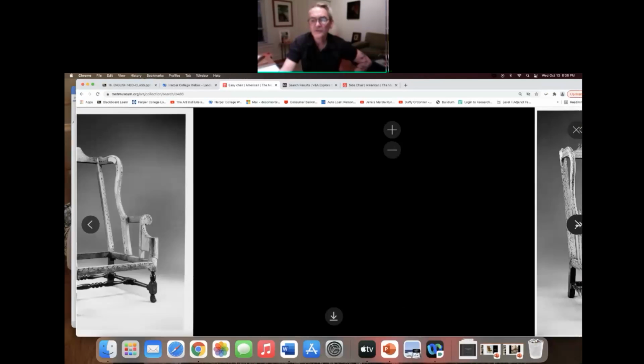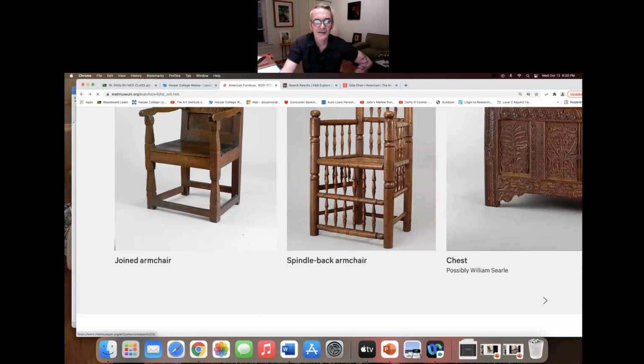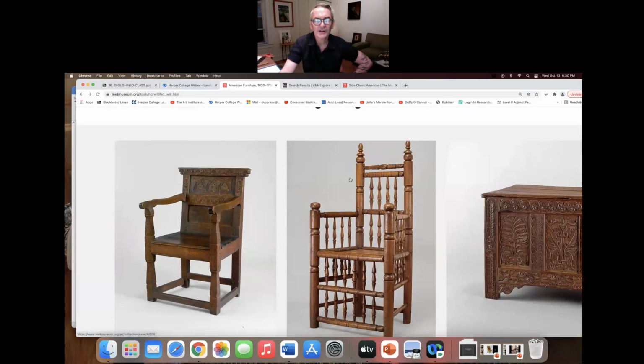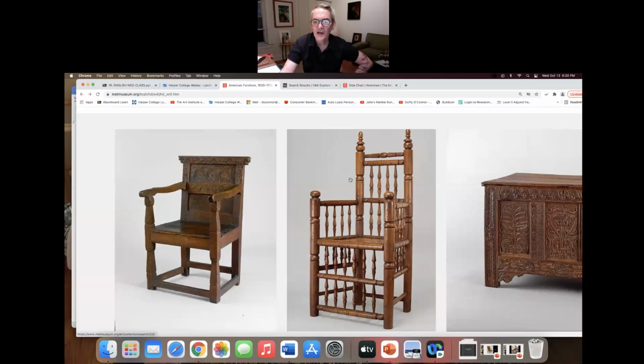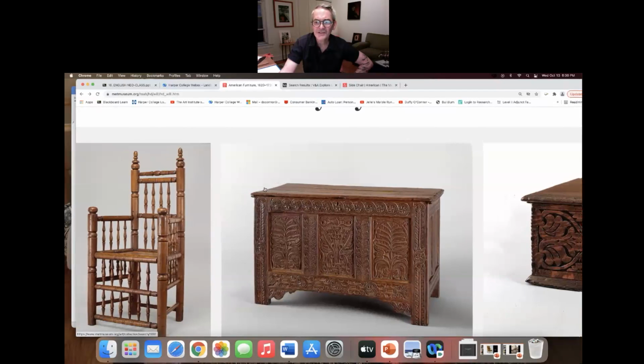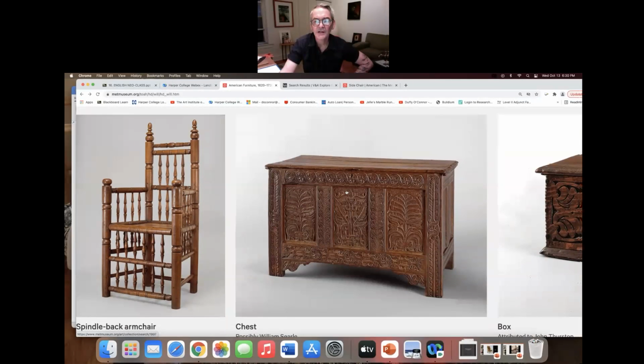Let's go to some more of this. Yeah, there are a bunch of those. I'm just going to back out of that. Okay, so these are some examples of the early colonial, and you can see it almost looks a little bit medieval to me, like English medieval with some simple chip carving on the surface.